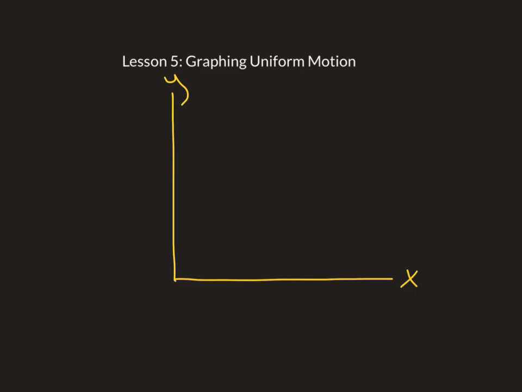Last video was all about how we can analyze something in uniform motion, what we say quantitatively, like using a formula to understand how its distance and time and speed are related. Today we're going to talk about how we do the same thing except with graphs.